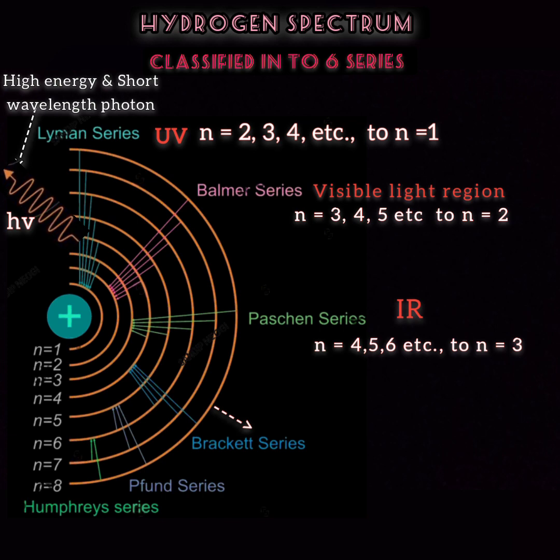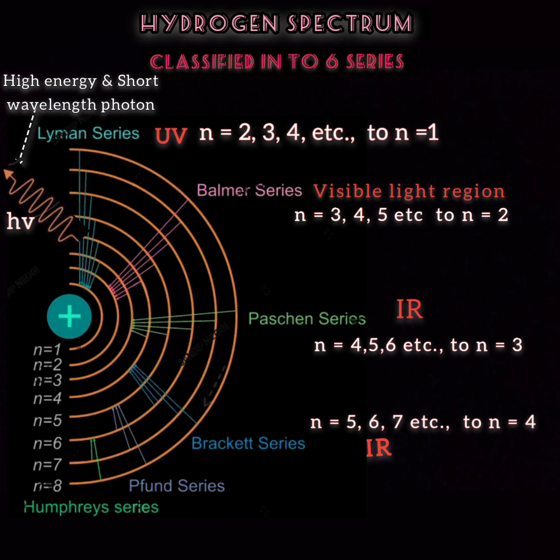The fourth series is Brackett. Here the electron transition takes place from higher energy states n equal to 5, 6, 7, 8, 9 etc. to n equal to 4 energy state. All the wavelengths of the Brackett series fall in the IR region of the electromagnetic spectrum.